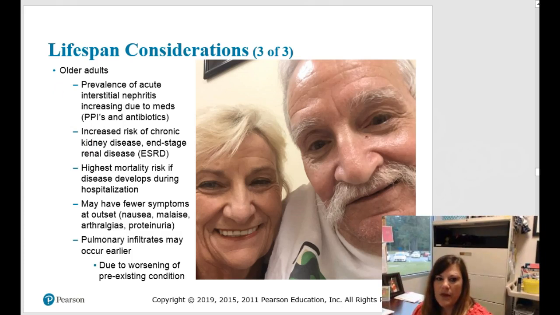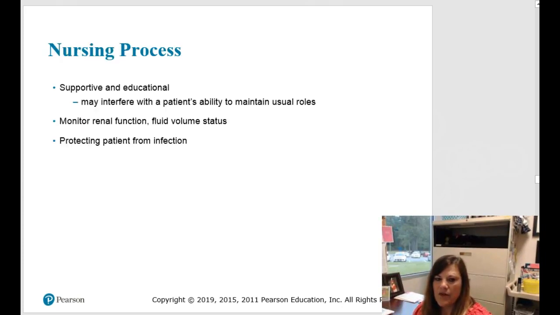Okay. So the nursing process, we're going to provide a lot of education and support. Of course, this might interfere with their normal roles, so it's important to talk to them about self-image and loss of identity and things like that we would normally talk about with them.